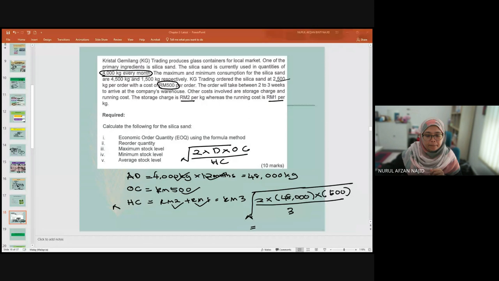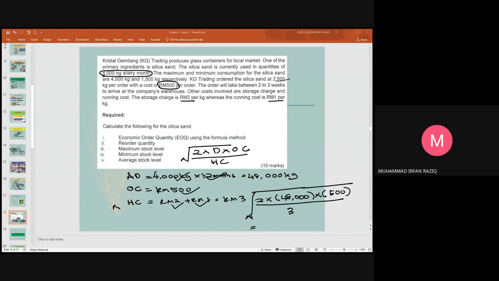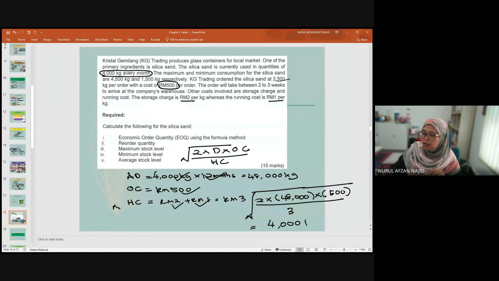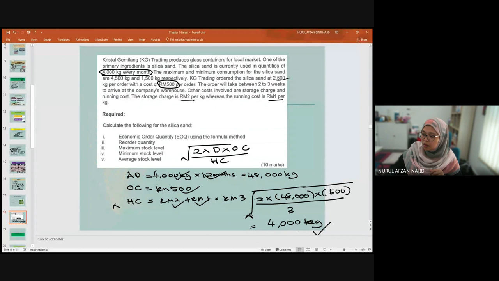Masukkan dalam kalkulator, berapa jumlah EOQ, berapa kg EOQ dia? 4,000. Good. 4,000 kg. Ni mesti kena letak ni baru dapat markah penuh. Ni kg ya. Baru dapat markah penuh. Okay, so this is how you calculate the EOQ using formula method.